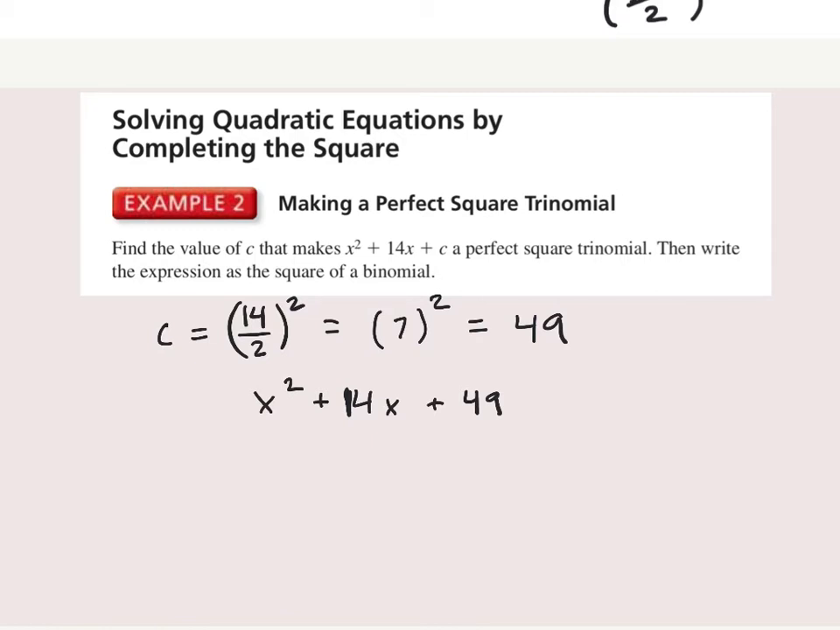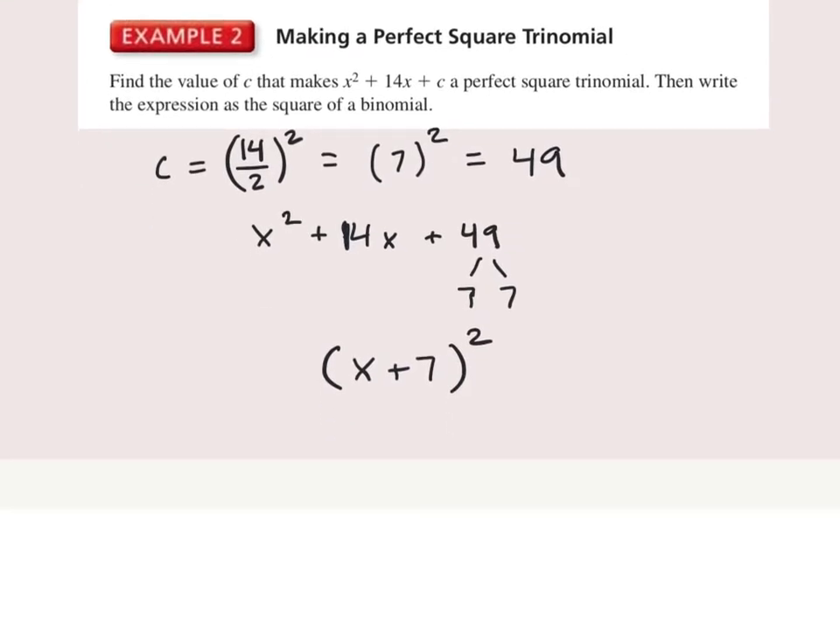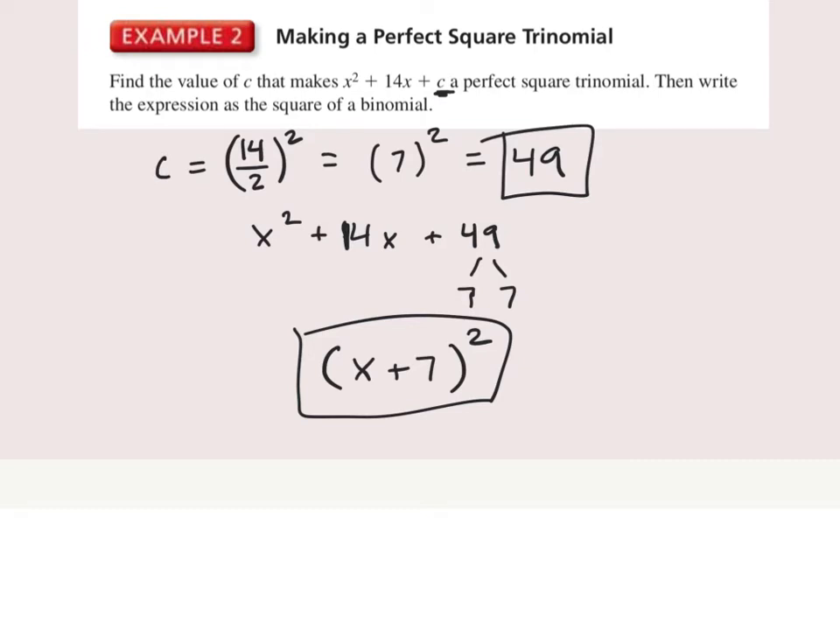Now we need to write this as the square of a binomial. What are two factors of 49 that add to 14? 7 and 7. So our perfect square binomial is (x plus 7) squared. So we had to add 49 here to make this a perfect square trinomial. Your number in the binomial, so this number here, is always going to come from the number before you square it.